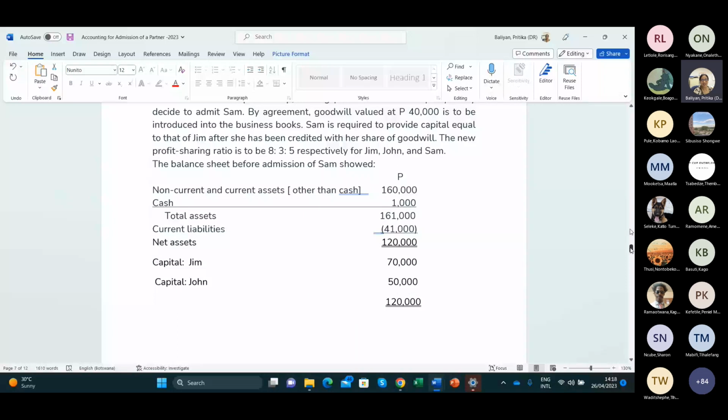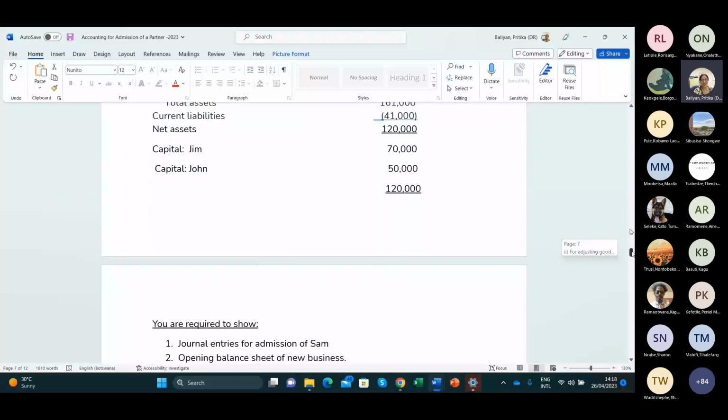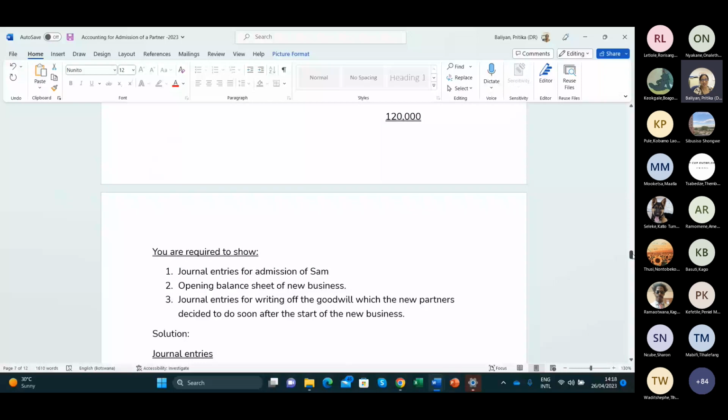On the basis of this information, we have to pass the journal entries for the admission of the new partner and also prepare the balance sheet of the business after the new partner joins. That is called the balance sheet of the new business, meaning after the new partner joins the business. So first of all, let's see what the new partner brings.